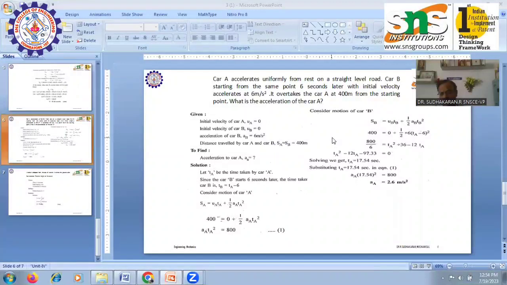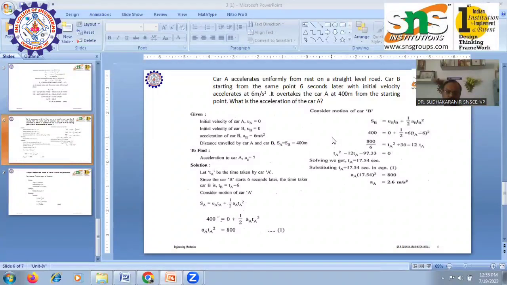Now we choose the next case. There is a car A which accelerates uniformly from rest on a straight road. Then car B, starting from the same point 6 seconds later, accelerates at 6 meter per second square. Car A has been overtaken by car B 400 meters after the starting point. Now what will be the acceleration of car A? That is what we have to find out.